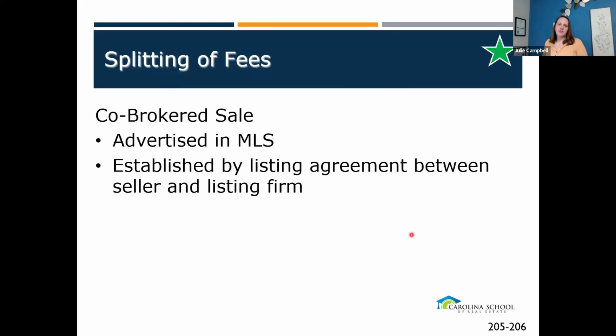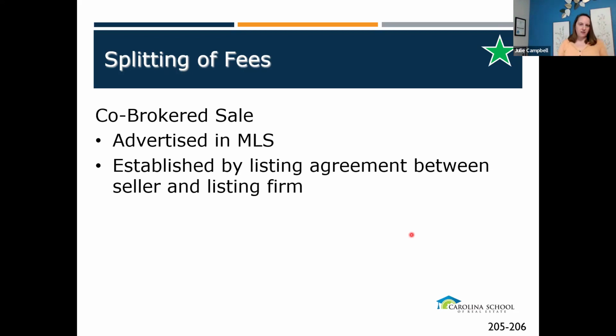So, splitting of fees, the co-brokered sale. A co-brokered sale is two firms. ABC has the seller, XYZ has the buyer. How you're going to get paid as a buyer's agent is going to be advertised in the MLS. The MLS is that listing service that I keep talking about. We're going to officially meet that soon.